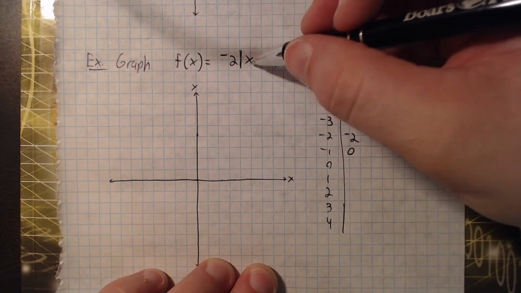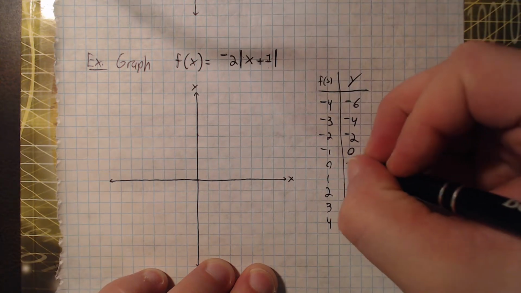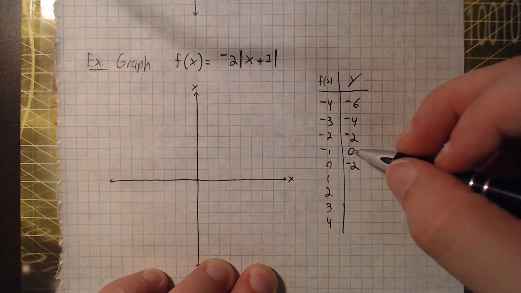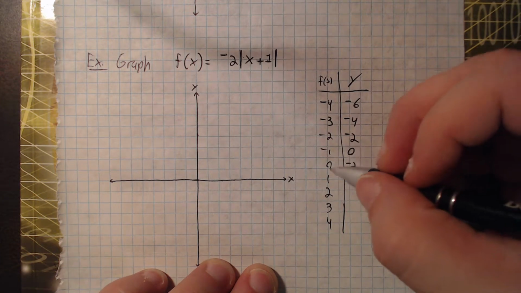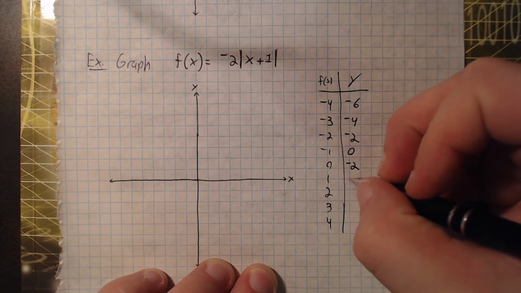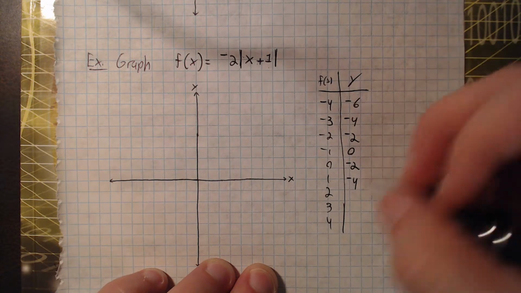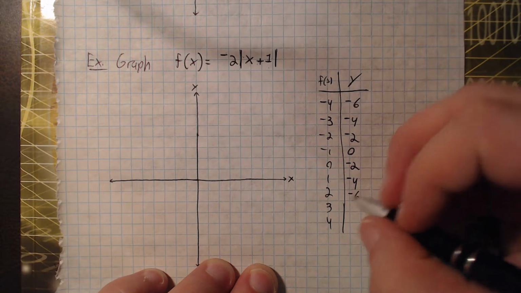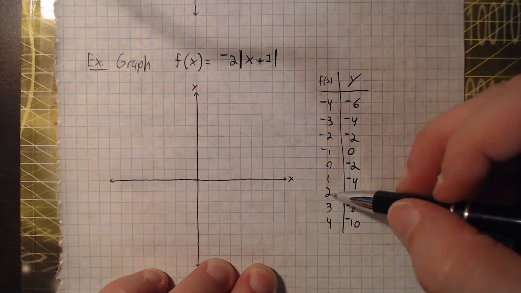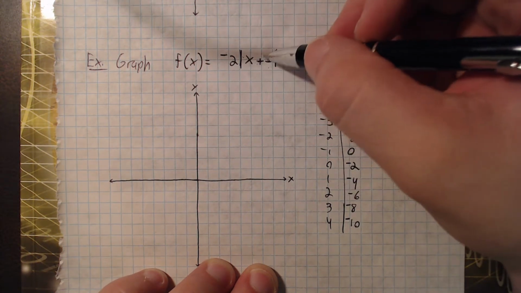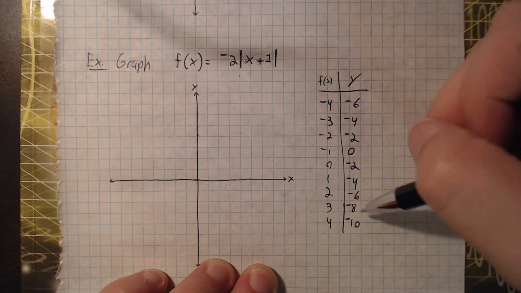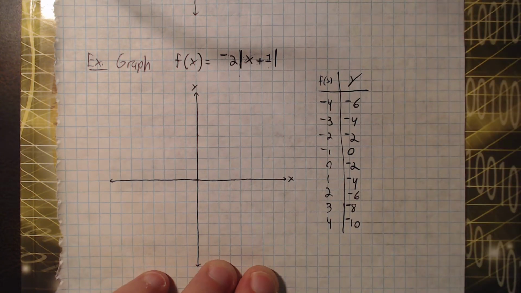0 plus 1 is 1. Absolute of 1 is 1 times -2, -2. Hopefully we start to see that. Okay, it gets to a certain point, and it's going to start going backwards now. All right, 1 plus 1 is 2. Absolute is 2 times -2 would be -4. Okay, we can start seeing we're going to get -6, -8 most likely, -10. All right, we can check these if we need to. 3 times -2 is -6. 4 times -2 is -8.